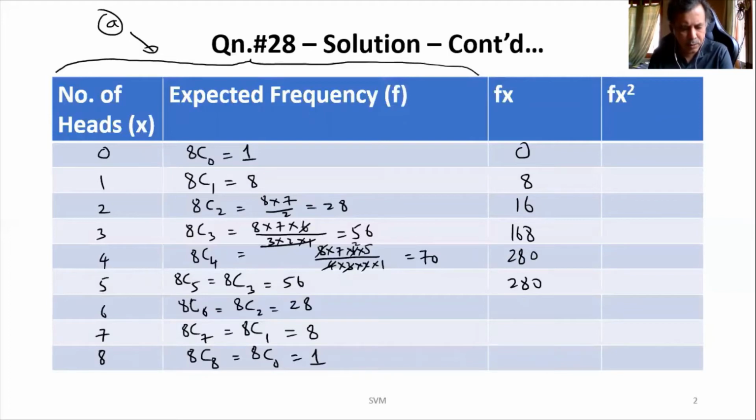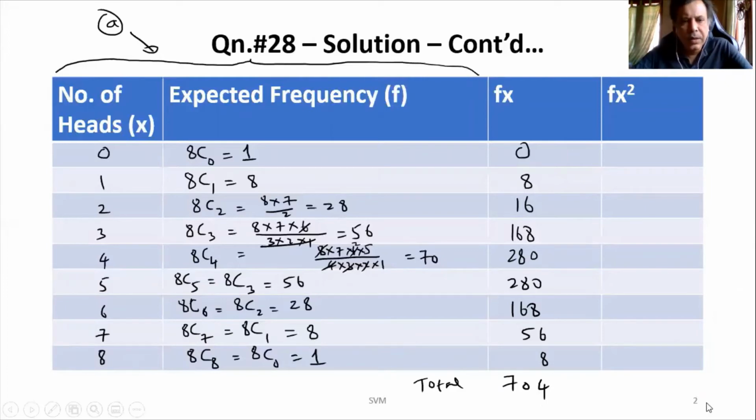56 into 5, yes, 280. Then 28 into 6, that is working out to 168. 8 into 7, it is 56. And then 8 into 1, it is 8. Now let us add and see what is the total. So 8 plus 56 plus 168 plus 280 plus 168 plus 16 plus 8. That is working out to 704.